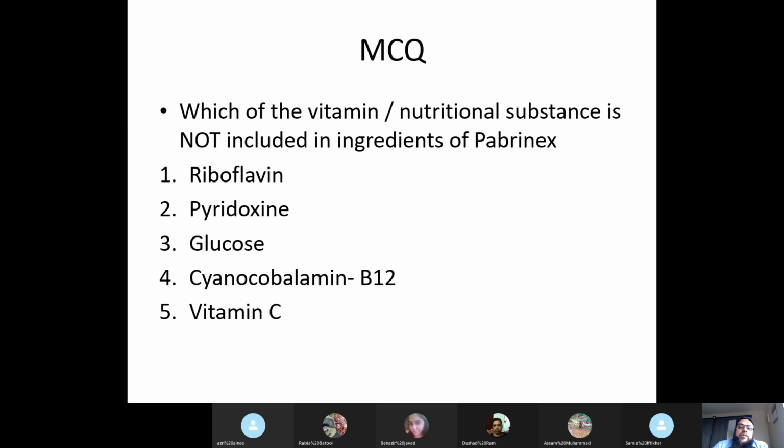So which vitamin or nutritional substance is not included in the ingredients of Pabrinex? B12. Yes, B12 is not part of Pabrinex. So you can check the B12 levels, and if they are deficient, then you can treat it. But otherwise, they are not part of Pabrinex.